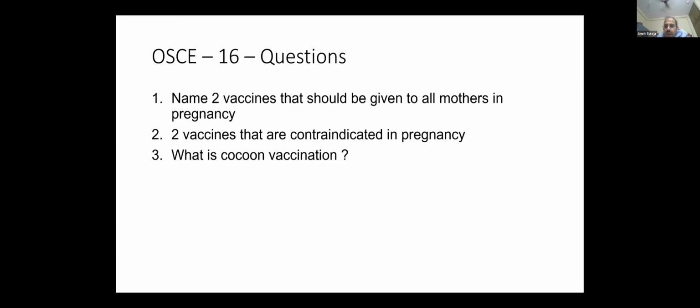Cocooning is vaccinating family members, for flu. Live vaccines are contraindicated. MMR is contraindicated. So everyone is answering correctly. We'll go through the answers.